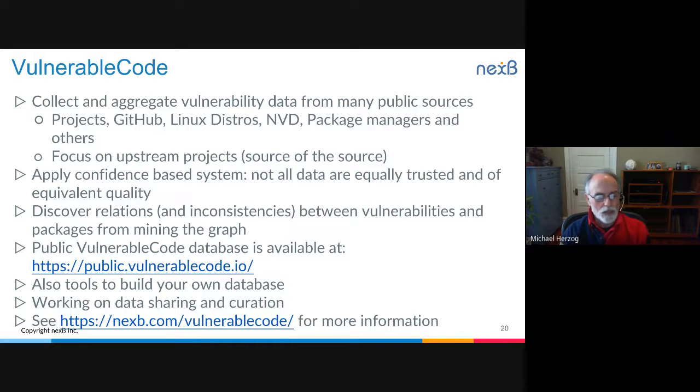And our next steps here are working on more sophisticated data sharing and what's called curation, ways that anyone in the community can come in and help us improve this data, either digging into what the vulnerability is and what its impact is, or looking at ways to mitigate the impact of that vulnerability.